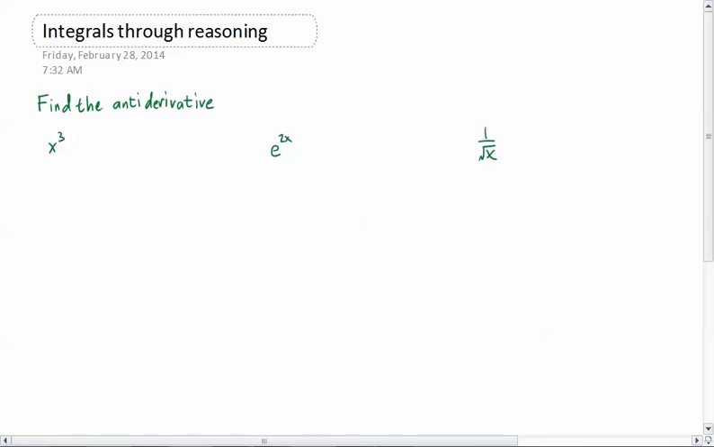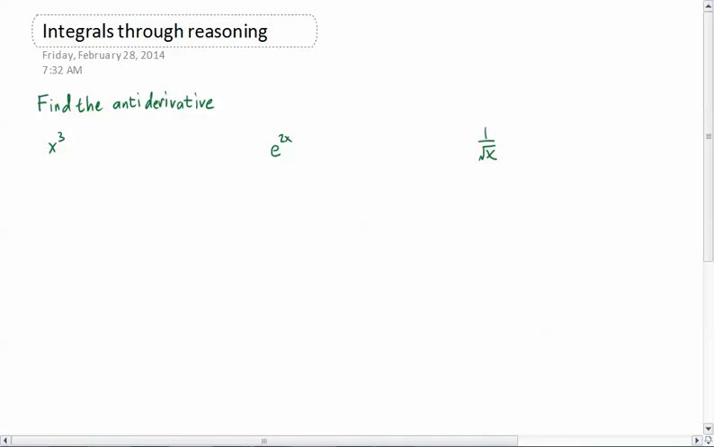Alright guys, so in this next video I'm going to show you in simple terms how we're going to find the antiderivative. Now, what we're going to do in the beginning here is just get it through reasoning. We're just going to think about it and say, well, obviously the antiderivative, which is the integral, had to come from doing the opposite of the derivative, and we're going to figure that out. Okay?